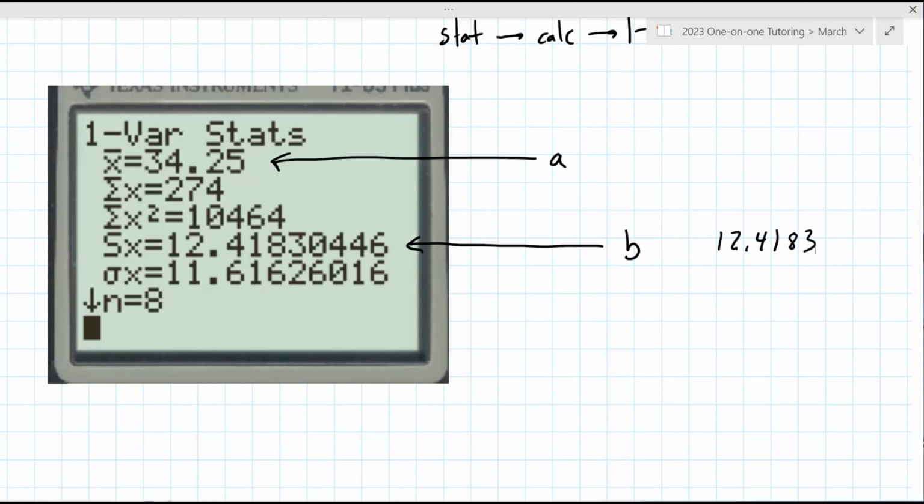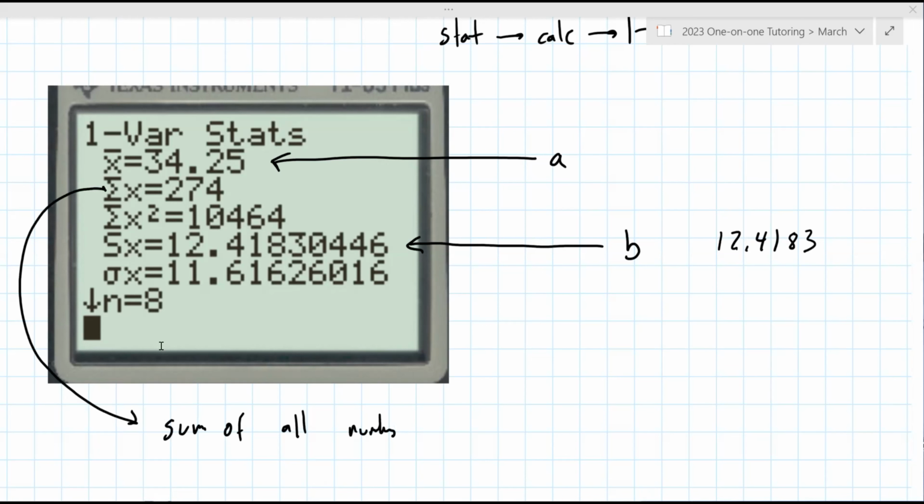Do I type in 12.4183? For B, yes. All right, I'm ready for C. So for C, if you look on this sigma here, sigma X, that's the sum of all the numbers. If you go back and look at what part C is, and actually I'll snip it in here. Part C wants the point estimate for the proportion of females.